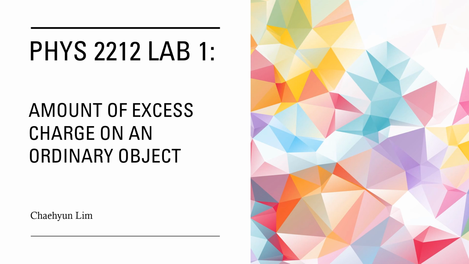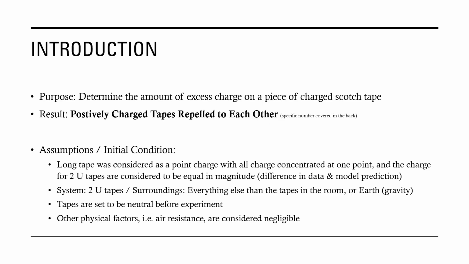Amount of excess charge on an ordinary object. For this experiment, tape was used as the ordinary object, and the purpose of the experiment was to determine the amount of excess charge on a piece of Scotch tape. For me, as a result, I got positively charged tapes repelling each other. The specific numbers and the calculations will be introduced at the back.